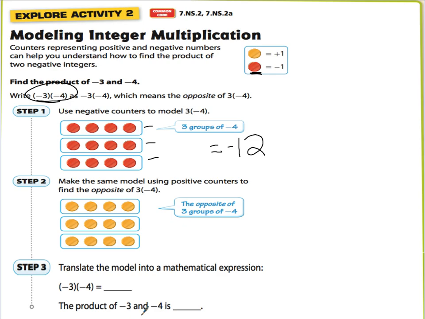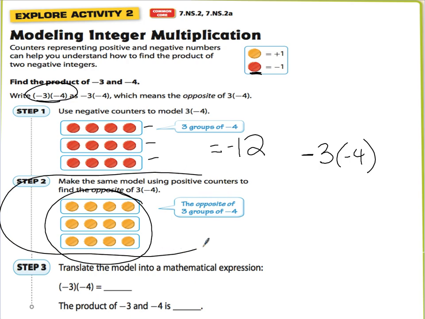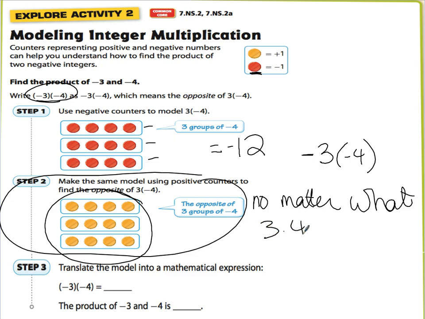Okay, here I'm going to do 3 times, but I'm going to do a positive 4. Again, I still get 12. Okay, but what you have to remember is we talked about how this negative sign actually means opposite. So let's look at it this way. I want the opposite of 3 times a negative 4. Okay, so no matter what, 3 times 4 gives us 12. That's basically what this here is trying to show you, that no matter what, 3 times 4 is still going to give us 12. So the product doesn't change.